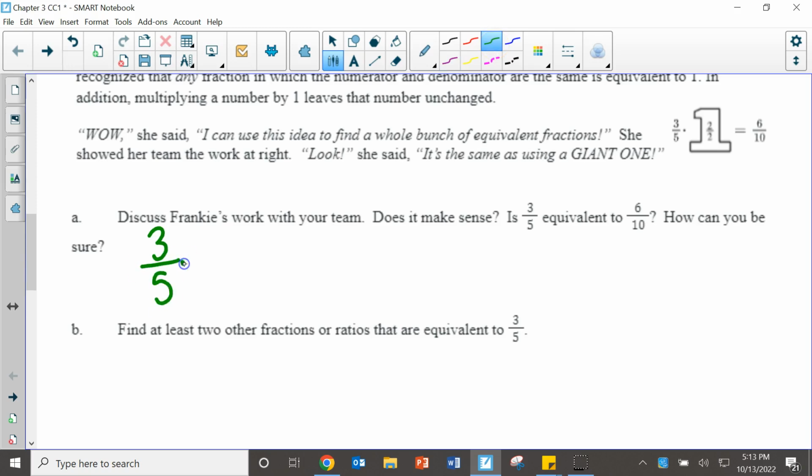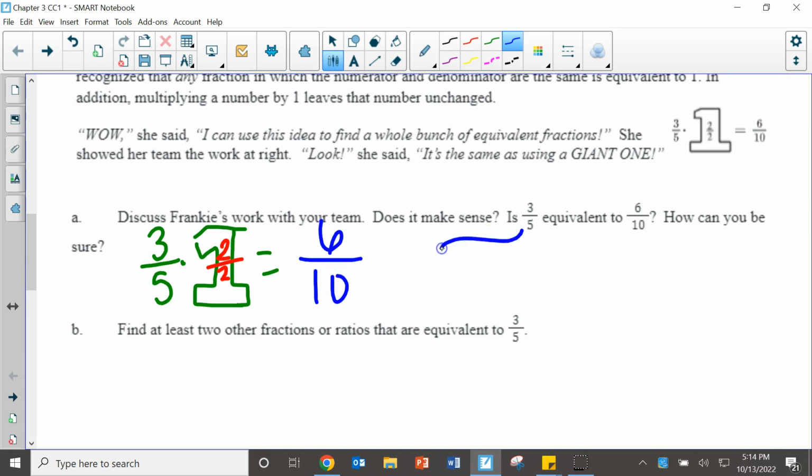3/5, if I multiply it by 1, so excuse my terrible drawing, that looks terrible. Sorry. Okay, I'm not sure if that looks better, but we're going to roll with it. So 2 over 2, okay, yeah, we're working with 2's, but 2 over 2, remember, is like 2 divided by 2, which is equal to 1. And if you multiply the top and the bottom by the same number, you get an equivalent fraction. So is 3/5 equivalent to 6/10? Yes.